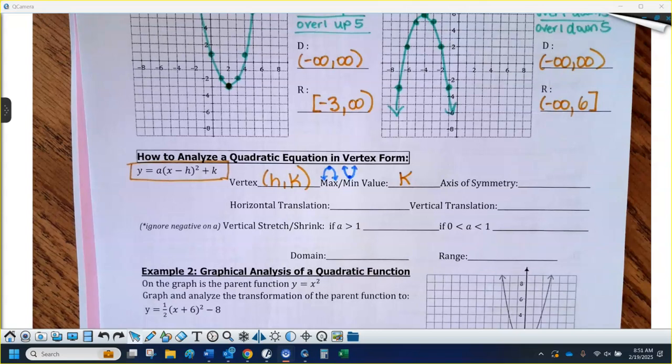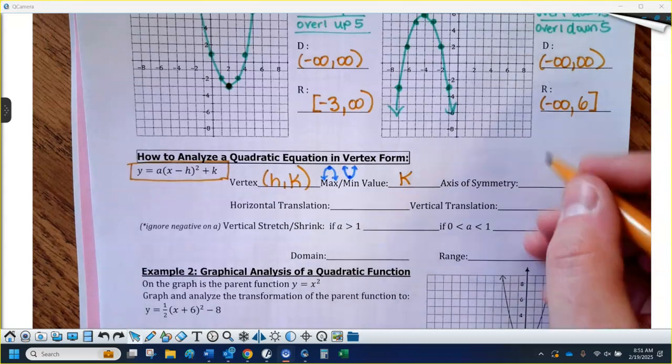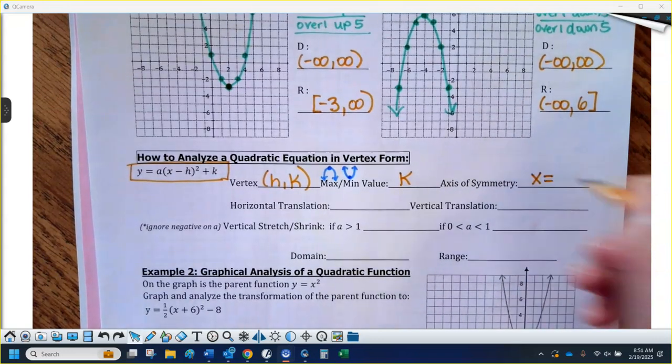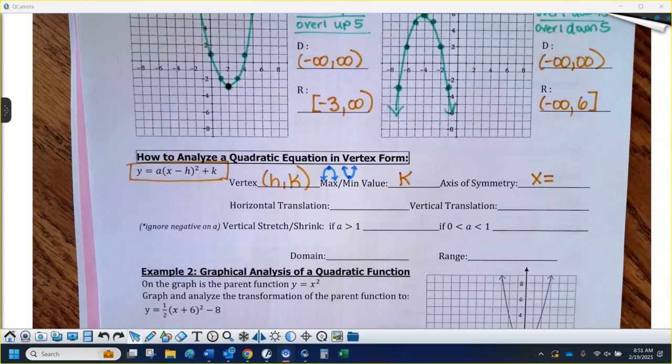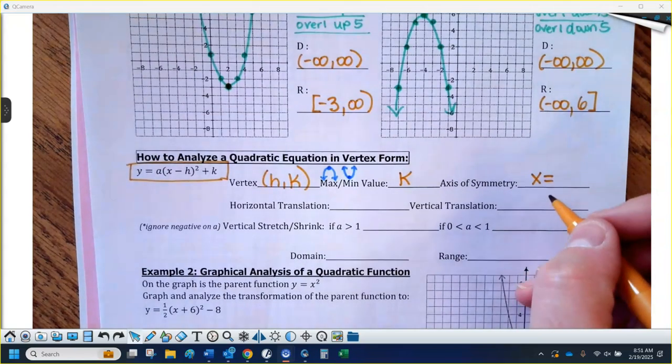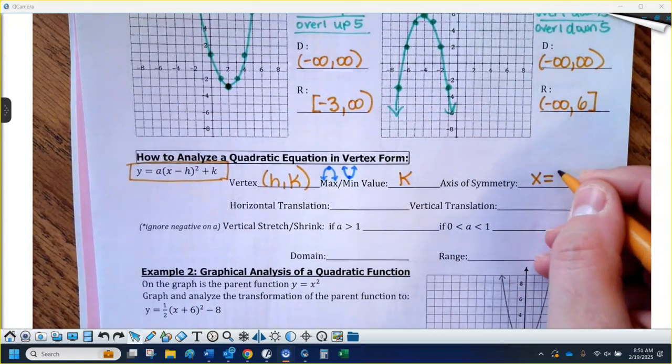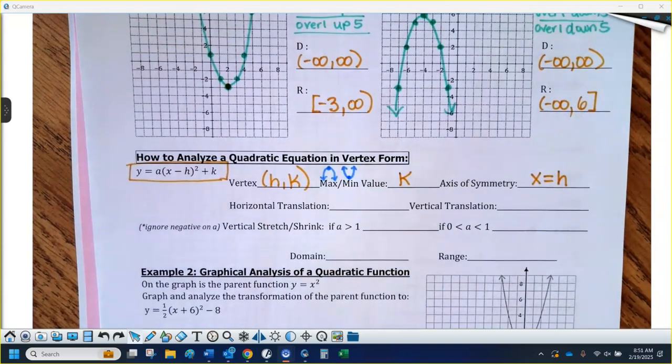Axis of symmetry, if you guys remember from yesterday, goes right through the middle of your parabola. It's always a vertical line, call it vertexal to help me remember, and it has to go through the vertex, so it should just be x equals whatever the x coordinate of the vertex is. If you have vertex form, it should just be that h value.